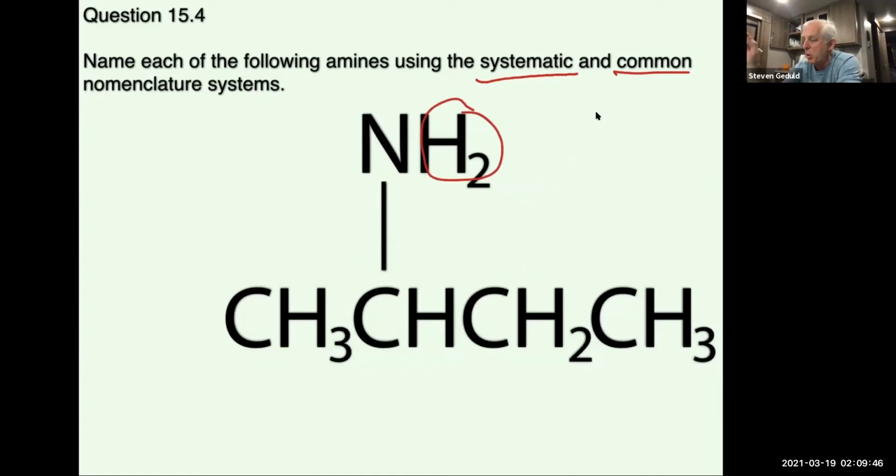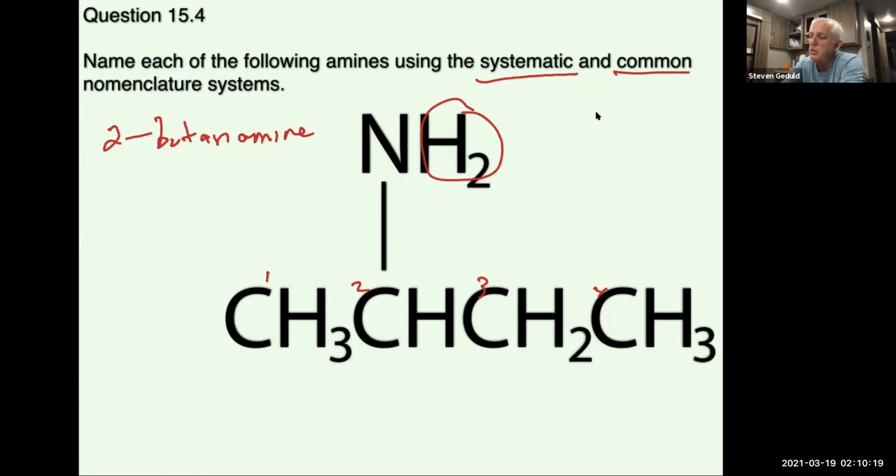So we're going to name it according to what it is. There's 1, 2, 3, 4 carbons. And the nitrogen's attached at the number 2 carbon. So we're going to call it 2-butane. Drop the E and add amine. So 2-butane amine.